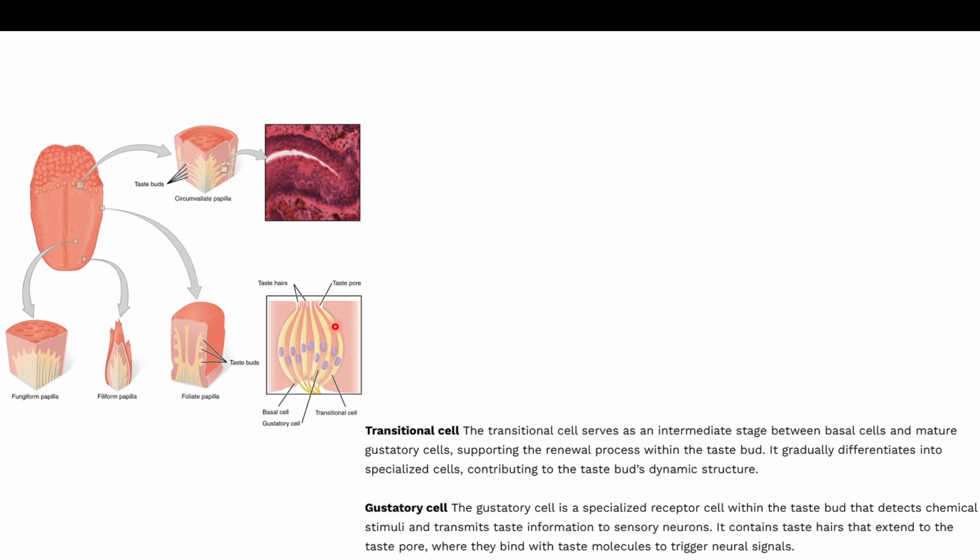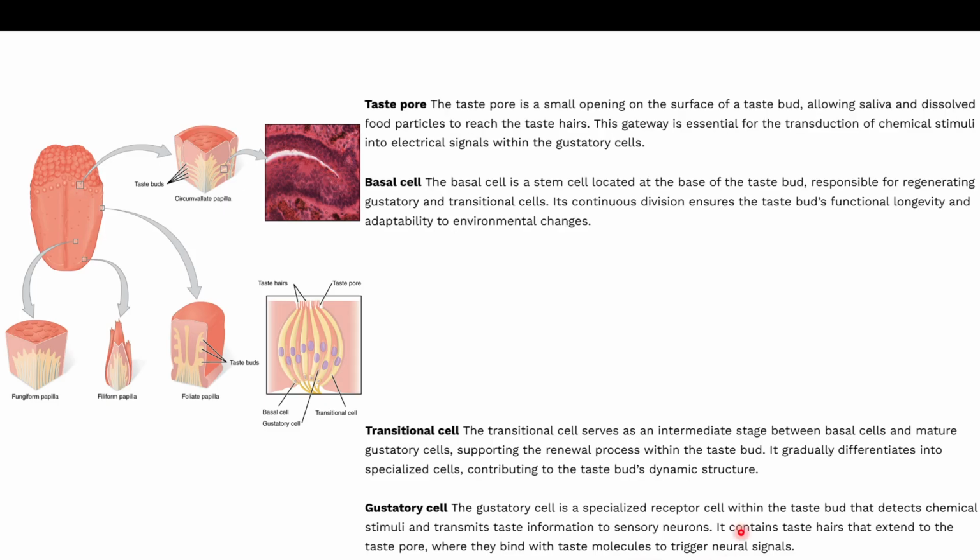Okay. Then there's the transitional cell as well. It serves as an intermediate stage between basal cells and mature gustatory cells, supporting the renewal process within the taste bud. It gradually differentiates into specialized cells, contributing to the taste bud's dynamic structure. Then you have gustatory cells, which are specialized receptor cells within the taste bud that detect chemical stimuli and transmit taste information to sensory neurons. It contains taste hairs that extend to the taste pore where they bind with taste molecules to trigger neural signals.